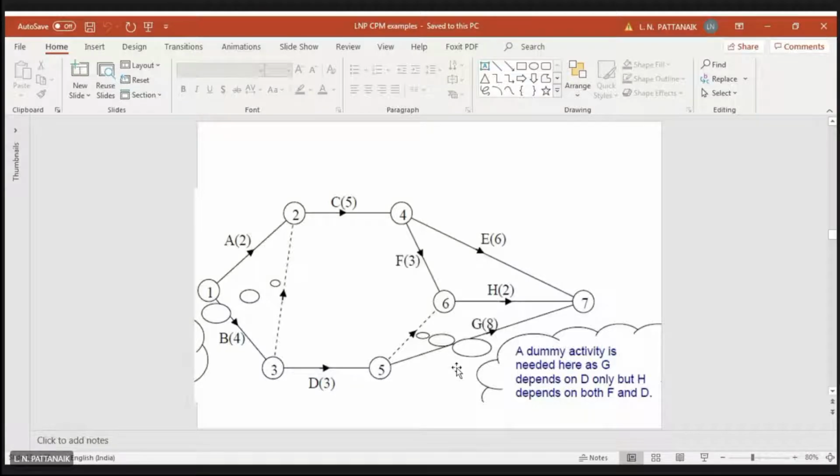As I said yesterday, you need some bit of practice to master this, and maybe in the first go you may not draw the right network. You have to iterate. Maybe you have to relocate these nodes and arrows such that it will look like a nicely drawn network. Otherwise there will be crisscrossing.